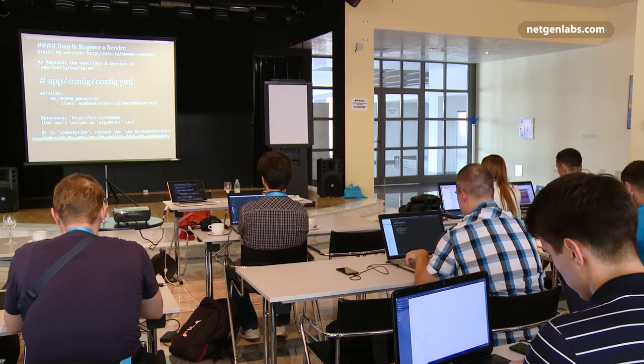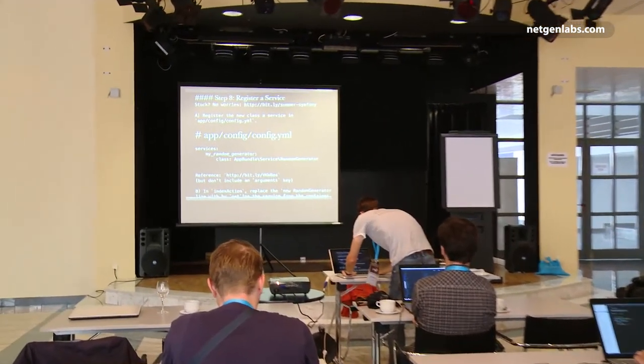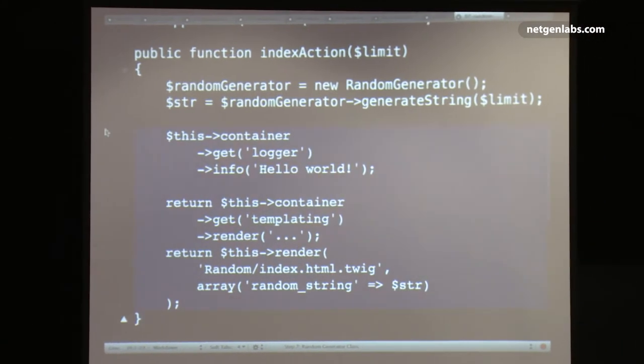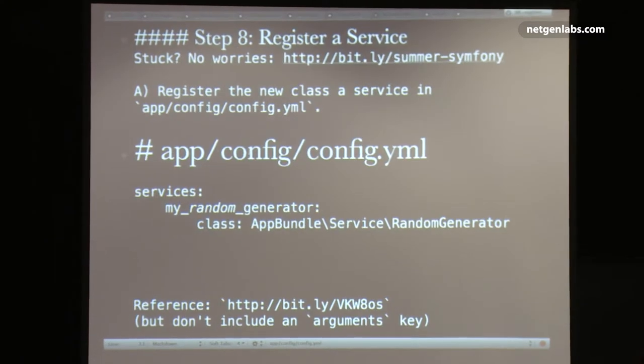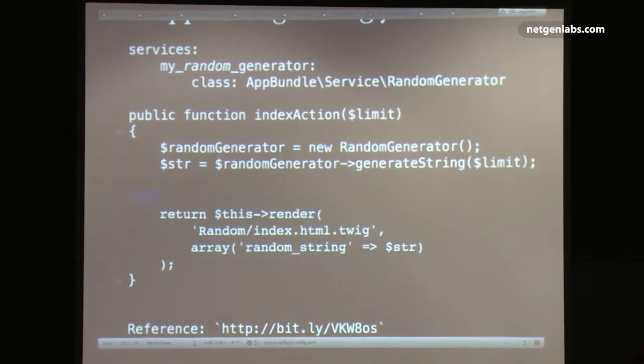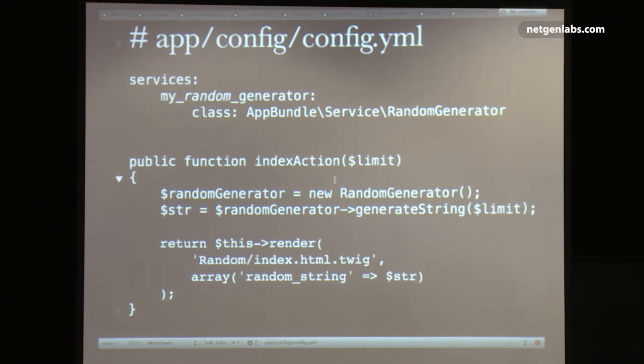Awesome. So how can we use this inside of our controller then? So how does our code change in our controller? Does anybody have it yet? We don't need to instantiate a new random generator anymore. How can we get that service? Oh yeah, that's the shortcut way.